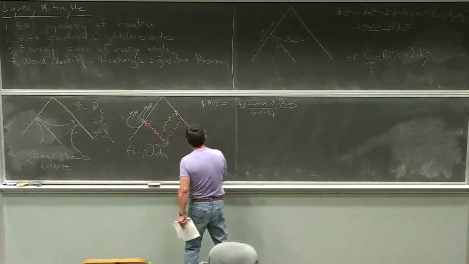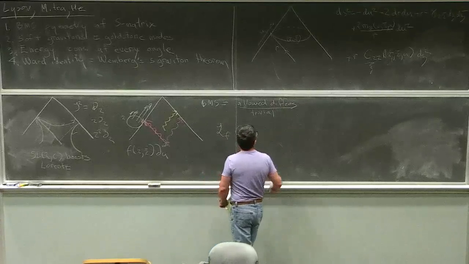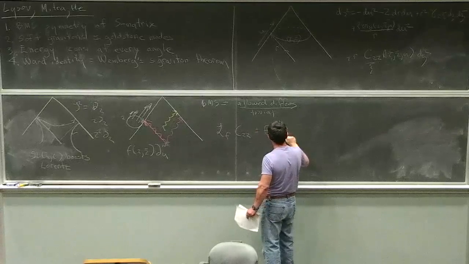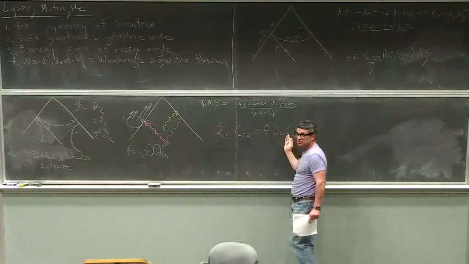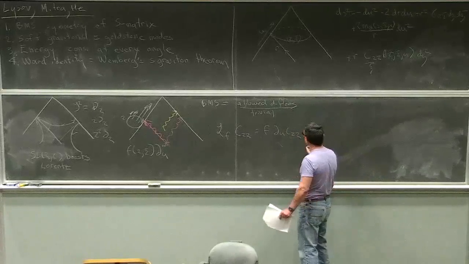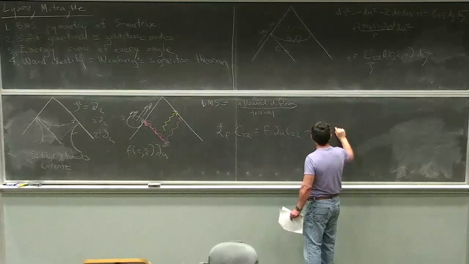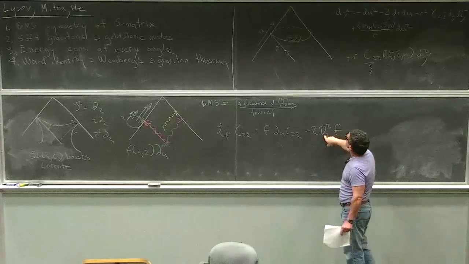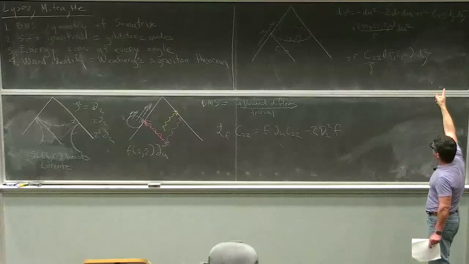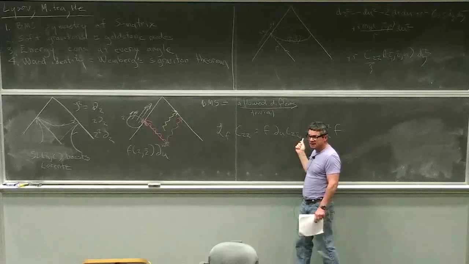Now, if we take these supertranslations and we act with them on this C_zz up here, we find that it's equal to f d_u C_zz. That is, it translates along Scri, which is exactly what we'd expect. But then there's an important second term, which is minus 2 D_z squared f, where D_z is the covariant derivative compatible with that asymptotic metric, the unit metric on the sphere. So the C's transform inhomogeneously.